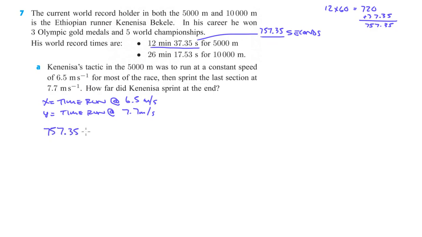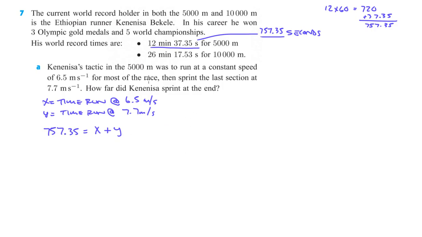Okay? So we know that 757.35, the total time spent, has to equal X amount of seconds run at 6.5 plus Y. So it could be like maybe he ran for 700 seconds at 6.5 and then the last 57.35 at Y. So this is one of our equations.